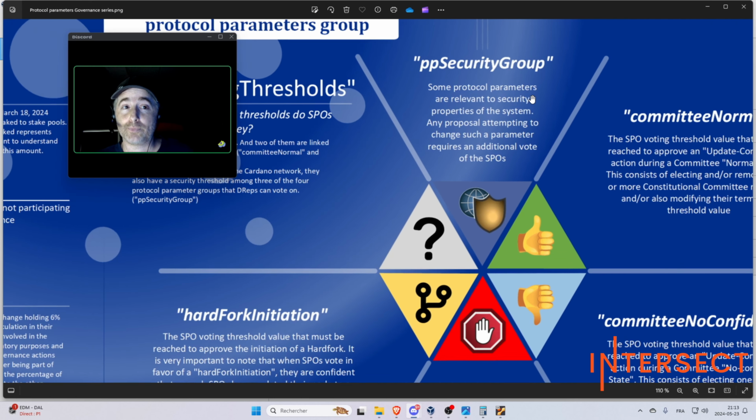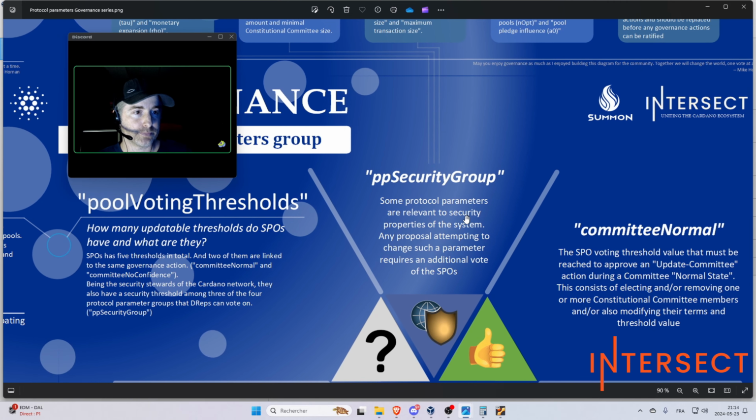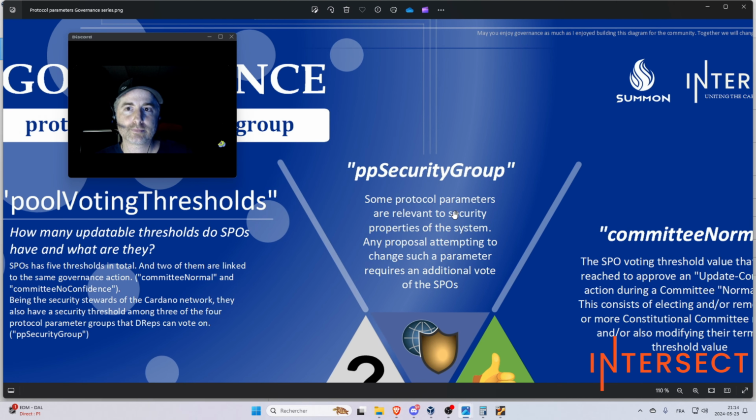The PP security group, though, that's something else. Because you only get the protocol parameters that are seen as a security feature. And that I might vote on also as an SPO, because I do have the expertise as an SPO to really understand those protocol parameters that are directly related to the security of the chain itself. So again, I'm not entirely sure if I will abstain on this one, but I believe it is important. Yeah, I do too. I don't think I would abstain on that one.